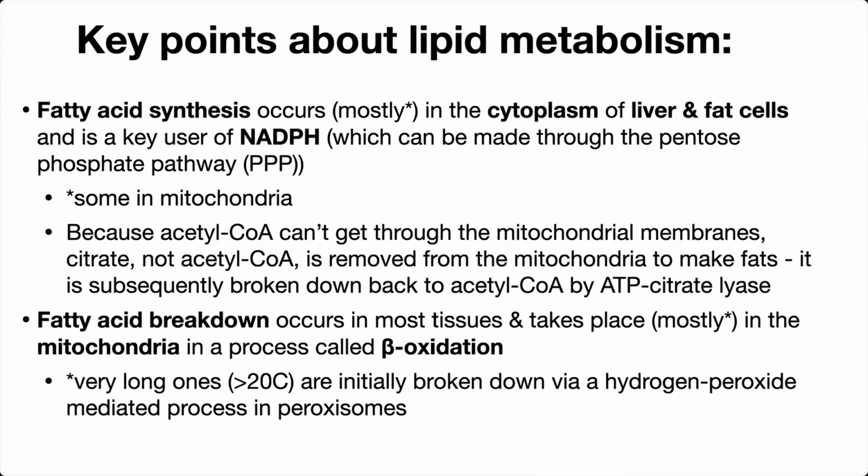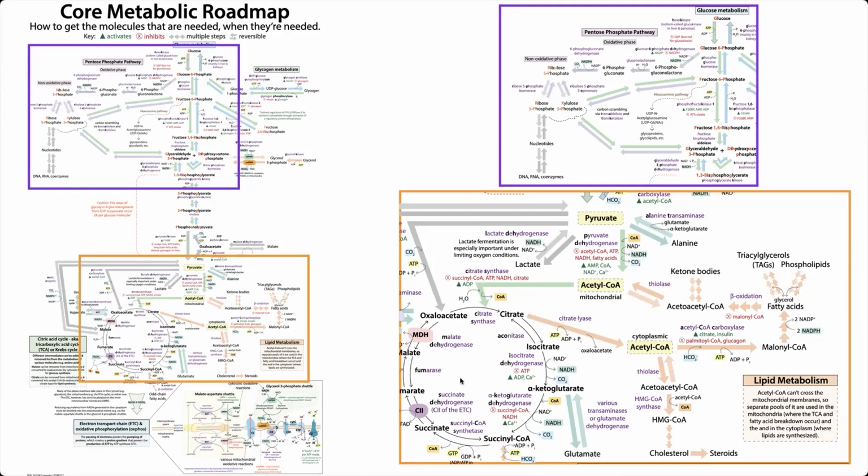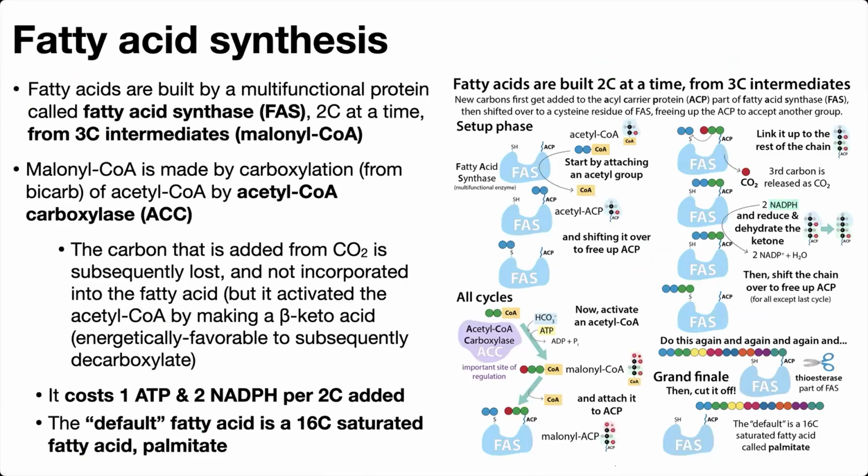Now let's think about how those fatty acids are actually made and how they're broken down. So we want to focus on this corner of our metabolic map mostly. Starting with the synthesis, fatty acids are built by a multifunctional protein called fatty acid synthase, or FAS. It's built from acetyl-CoA, but it's actually built indirectly through a 3-carbon compound called malonyl-CoA. And so you don't need to know the details. The bottom line is that you're taking acetyl-CoA, you're actually adding a 3rd carbon group from CO2. The purpose of this is to activate that acetyl-CoA so that it can be linked up.